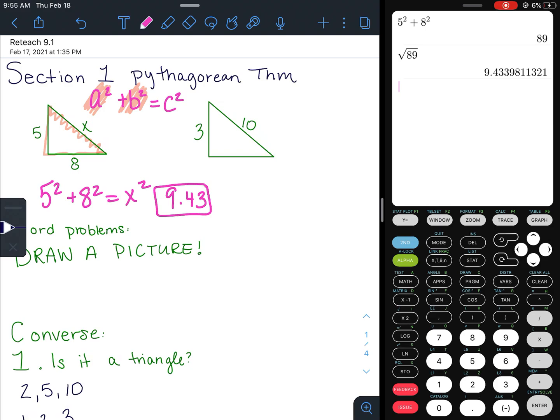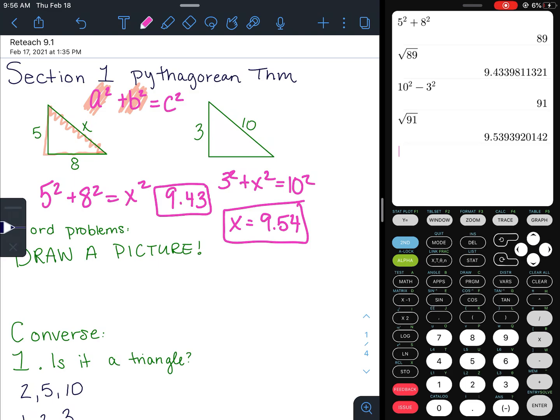Here, we're going to do very similar. This time I'm missing a leg, so I'm going to do 3 squared plus x squared equals 10 squared. So what I'm going to end up doing is I'm going to take 10 squared, not 100, 10 squared, and I'm going to subtract 3 squared. Now keep in mind, 10 squared minus 3 squared is not 7 squared. You actually have to square them, then subtract them. So x squared equals 91. I'm then going to go ahead and square root 91. So that gives me 9.54.